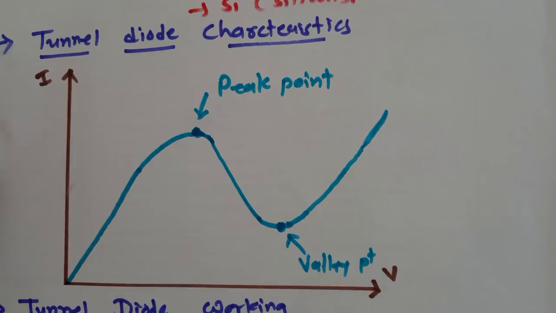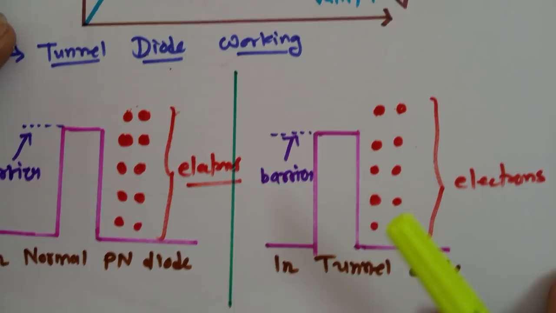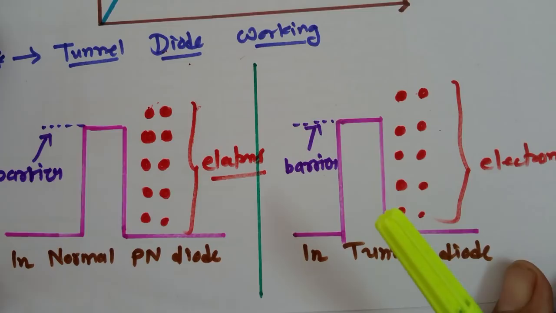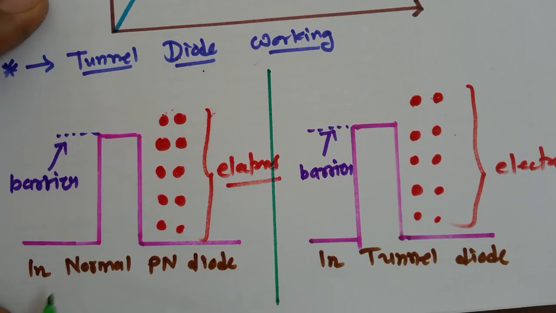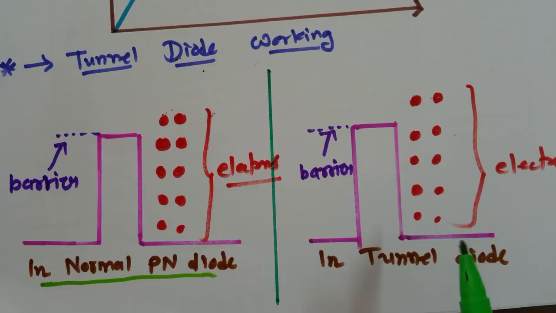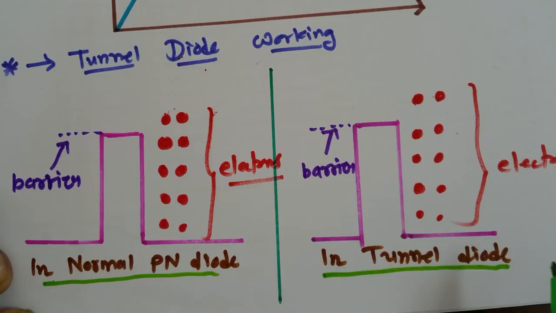Now let us try to understand how that characteristic comes about and what the working of the tunnel diode is. To understand that, we need to understand what happens in the flow of current in the case of a normal PN junction diode, and what happens in the case of the working of a tunnel diode. When we compare a normal PN junction diode and a tunnel diode, there is only one difference between these two diodes. The tunnel diode is heavily doped, so the depletion region width is narrow, while the normal PN junction diode is lightly doped, so the depletion region width is larger.